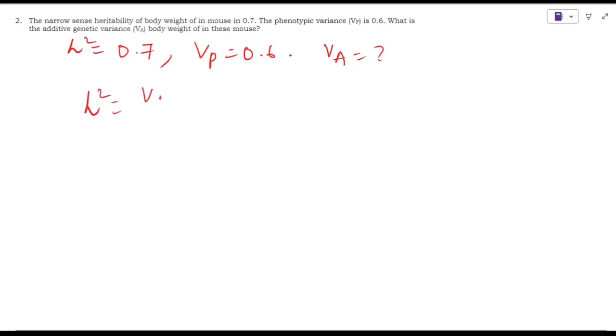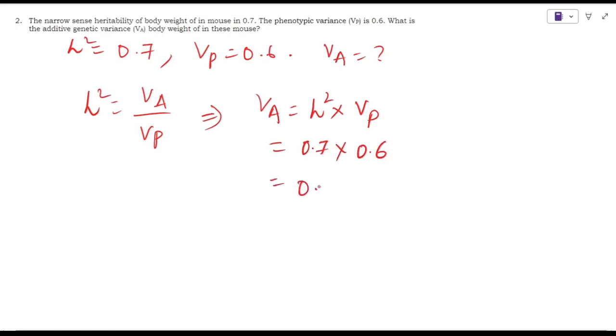But what should we calculate? VA should be calculated. VA is equal to h square into VP. That is equal to h square 0.7 into VP 0.6. Then the value is equal to 0.42. VA is equal to 0.42. That's the answer. Next, we'll move on to one more problem here.